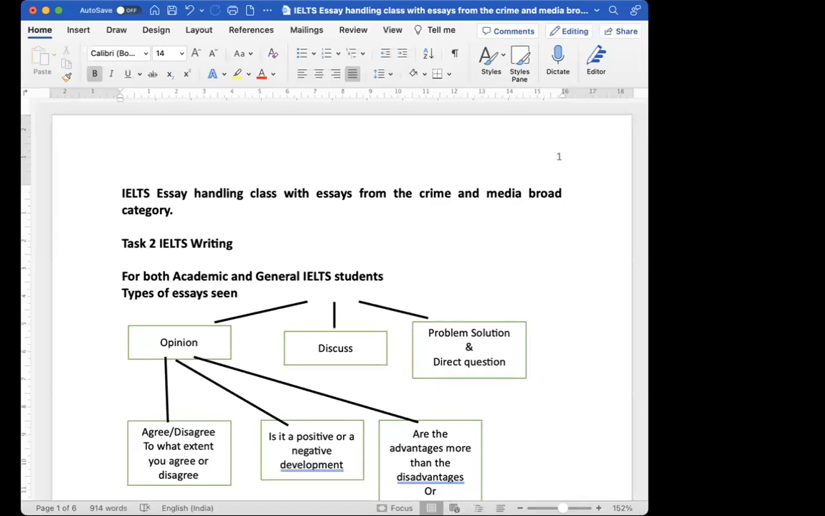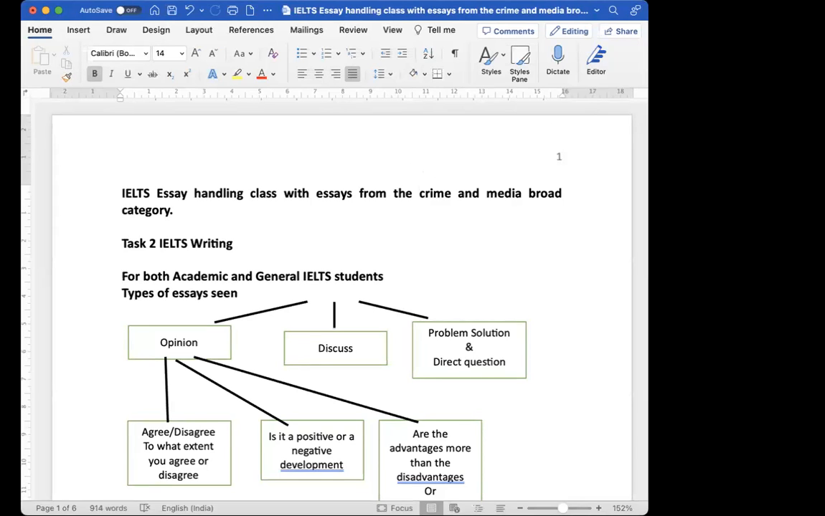So today, this class is meant for the beginners who have joined my classes in the past week, 10 days, week, 2 weeks. I have not taken this essay handling class for the past 2 weeks at least. So today I'm going to teach you all the types of essays that are seen and how to handle some of them. The class will be continued tomorrow and we'll try to complete all the types tomorrow.